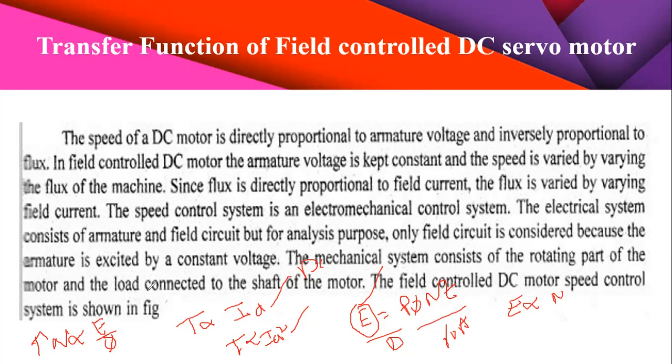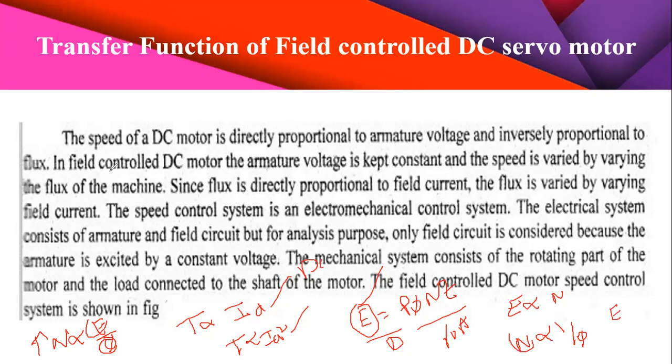So the speed of a DC servo motor is controlled by two parameters. One is from the armature side, another is from the field side. If you are controlling from the field winding side, then you can control the flux. If you are controlling from the armature side, you can control the EMF. So now, since this is field control, N is inversely proportional to the flux. In this condition, E is constant, so the armature voltage becomes constant. Then we can control the field flux, and then we can control the speed.